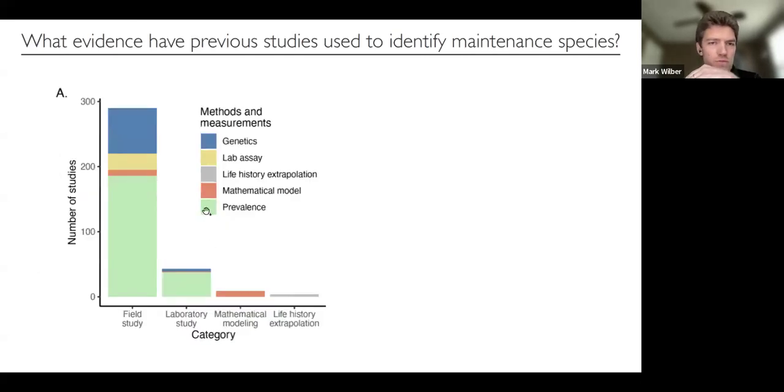So what did this review actually look like? On the x-axis here, these are the 4 categories that I talked about. Y-axis is the number of studies. And just to orient you here, you'll see multiple colors within a given column, indicating that studies could use multiple streams of evidence. For example, if you were a study that fell in this orange region here under field study, you have used both some sort of field observational data and a mathematical model to draw inference about maintenance species, all right? So 3 major take-homes from this review.